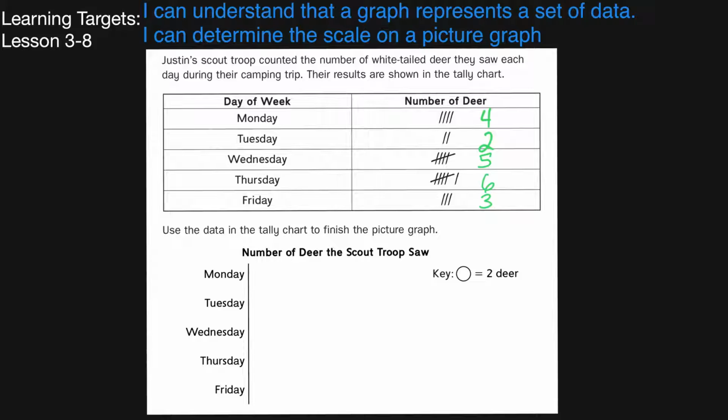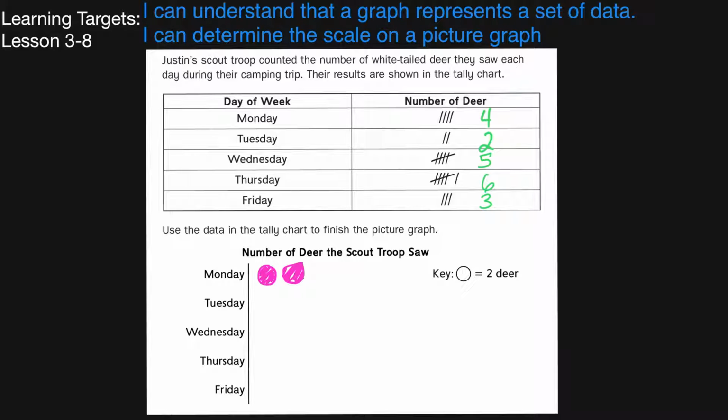So now that I've got my numbers written there, I can start to record on my picture graph. I'm just going to start here with Monday first. I look at my data for Monday and there's 4. I look at my key and each circle represents 2 deer. So I'm going to count by my 2's until I get to 4. So I've got 2, 4, so I need 2 circles. And those 2 circles, each one equals 2, and 2 plus 2 equals 4. That's how I know I've got the right amount of circles.